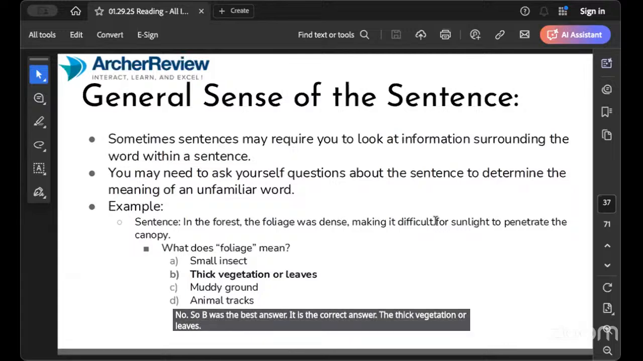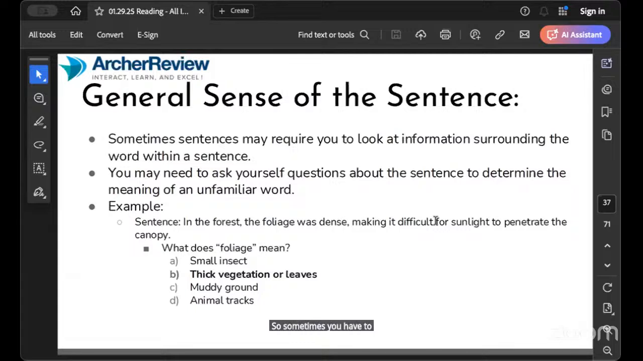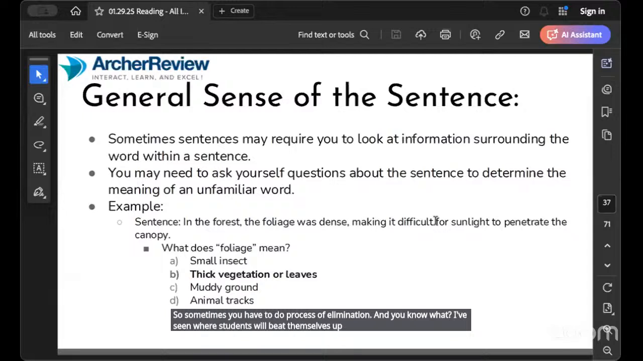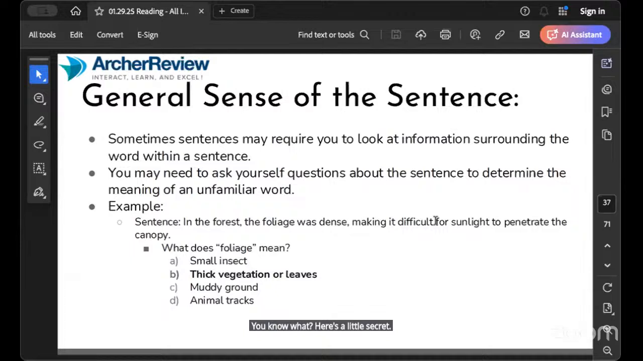So sometimes you have to do process of elimination. And you know what? I've seen where students will beat themselves up because they think that they're not supposed to for some reason. You know what? Here's a little secret. It's okay. It'll be fine.